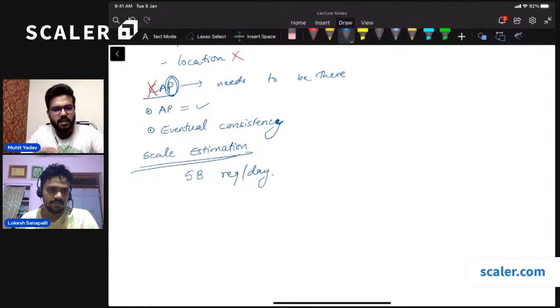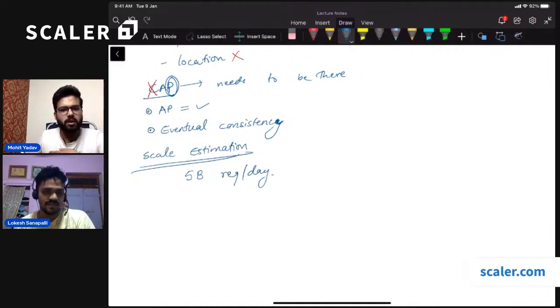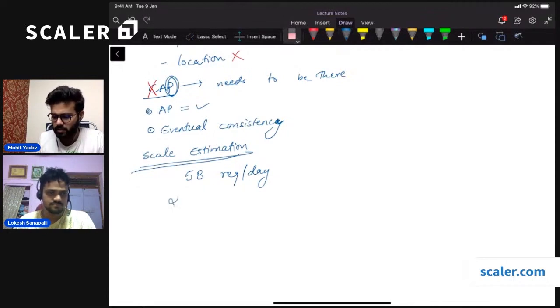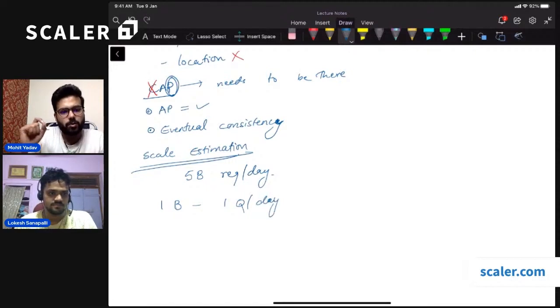I'm basically giving feedback. A good way to do scale estimation is to look at the daily active users and then deduce what your TPS and storage requirements would be. Google has close to 2 or 3 billion users. For the sake of calculation, let's assume Google has 1 billion users, and every user queries at least once a day. So there will be 1 billion queries per day. These are the reads, and every read is contributing to a write as well.